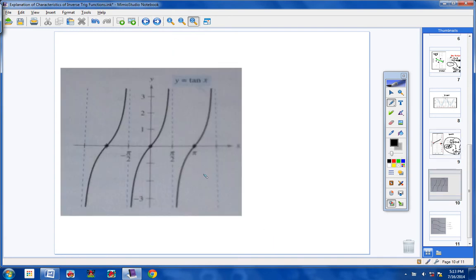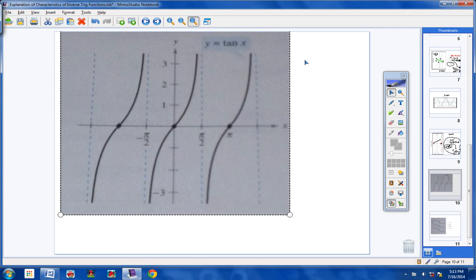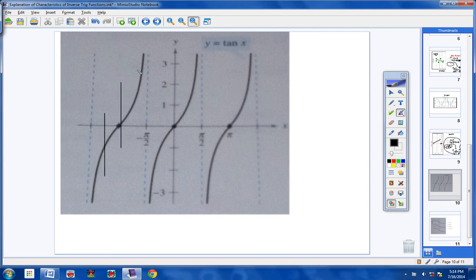Okay, lastly, let's look at the tangent graph. And so here is the tangent graph. We've had this in your notes before. Hopefully you remember that. And there's the tangent graph, okay? And notice, no matter where you draw a vertical line, it should only cross the graph in one place. So this graph here does represent a function. Any vertical line that you draw will cross the graph in one place.